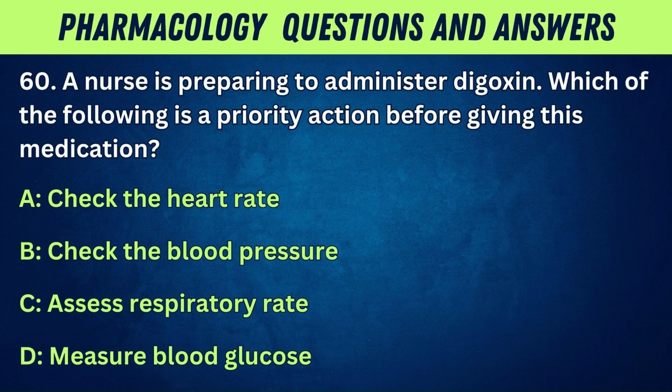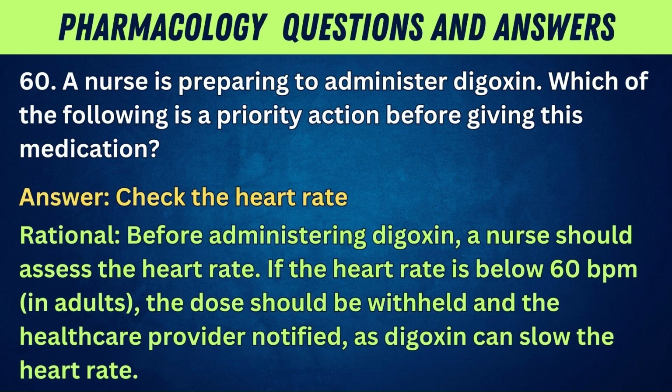60. A nurse is preparing to administer digoxin. Which of the following is a priority action before giving this medication? A. Check the heart rate. B. Check the blood pressure. C. Assess respiratory rate. D. Measure blood glucose. Answer: check the heart rate. Rationale: before administering digoxin, a nurse should assess the heart rate. If the heart rate is below 60 bpm in adults, the dose should be withheld and the healthcare provider notified, as digoxin can slow the heart rate.